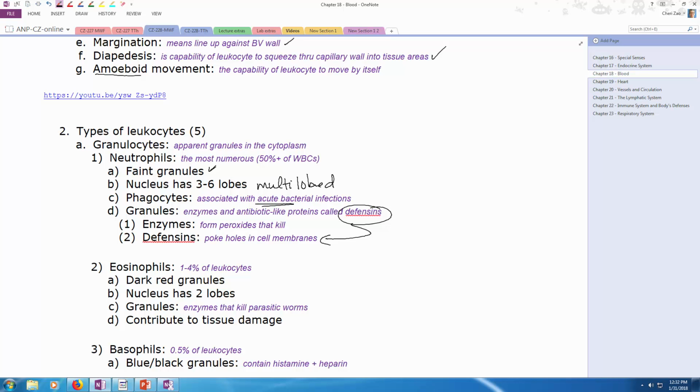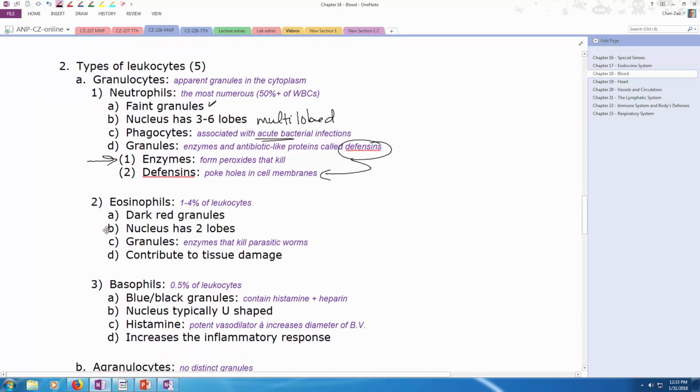The other enzyme that I want you to know about is that we can actually form peroxides that are also designed to kill the pathogen that it has put into its vacuole that combines with the lysosome. So those are our neutrophils.